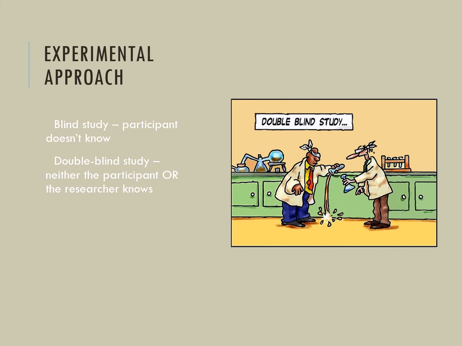Because if they knew they were taking the one that's not the drug, then they might not get better, or they might not behave a certain way. So we want them to think it's possible they might be getting it.